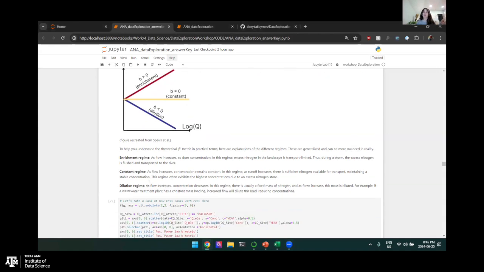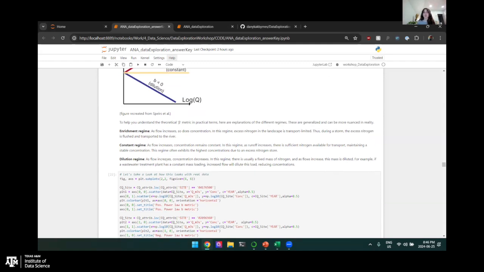We have a constant regime. So that's when B is equal to 0. As flow increases, concentration remains constant. In this scenario, you could think of there being so much nitrogen in the landscape that no matter how much precipitation comes through, you're always saturating the runoff, or the water going through the landscape. And so the concentrations just never change, irrespective of your flow magnitude.